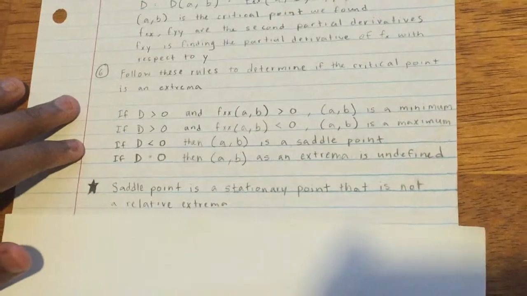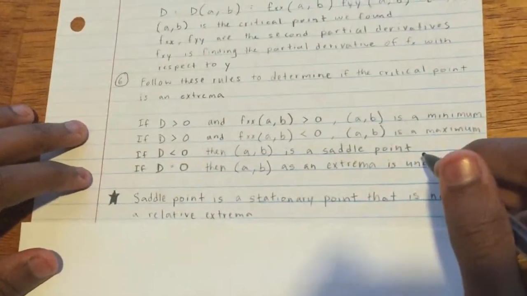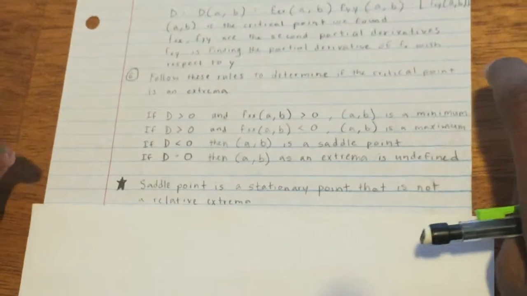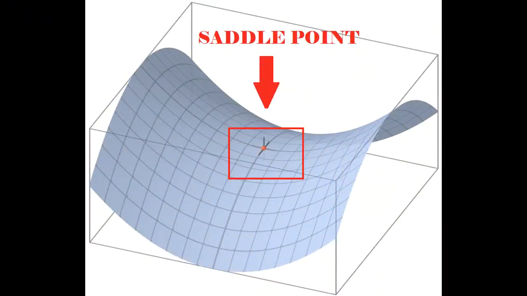An important thing to know is that the saddle point is a stationary point that is not a relative extrema, so it lies flat on the 3D graphs, and we will be showing you a picture.